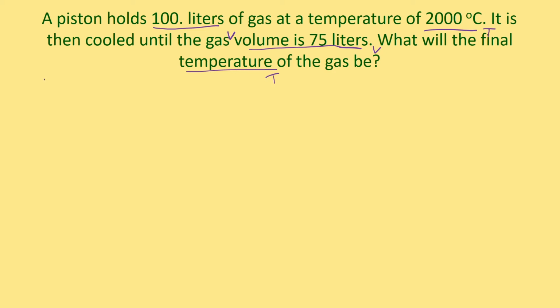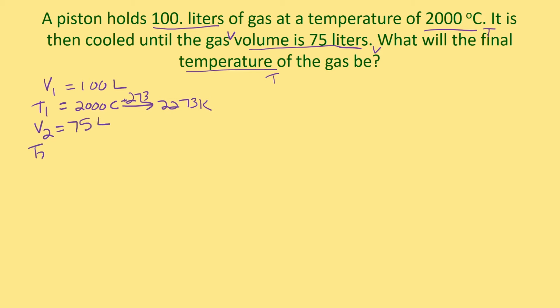All right, let's just write down what we have. V1 is 100 liters. T1 is 2000 centigrade, and I'm going to go ahead and convert that to Kelvin. That's 2273 Kelvin. My other volume is 75 liters, and my final temperature is the thing that I'm trying to find.